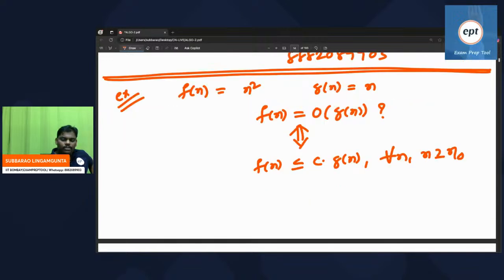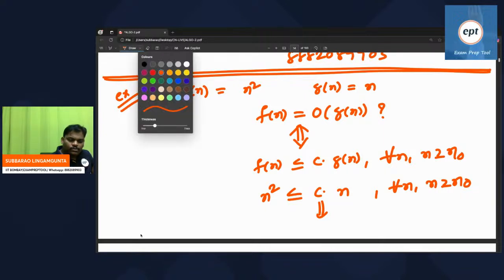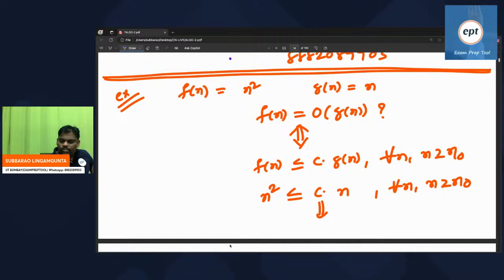Can I prove it or not? Let me check. F of n is n square, less than or equal to some C into G of n, for all n where n is greater than or equal to n0. The C value I can take. But remember, this G of n is n. This is n square and this is n. So comparing left and right, the right should be more or equal.